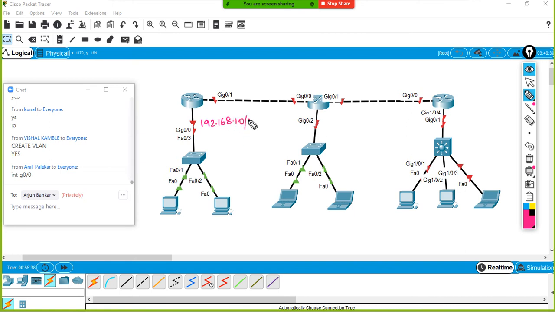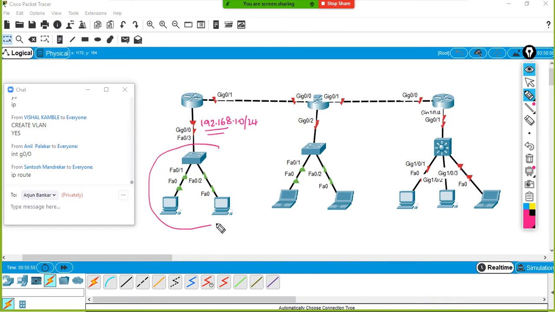You are planning to use the 192.168.1.0 network. Okay. Next. No, wait, Santosh. Anil, he didn't tell us about 0/1. But if he is going to configure the IP address directly, it means, Anil, you don't want to create any VLANs or anything. Right? That's your concern.